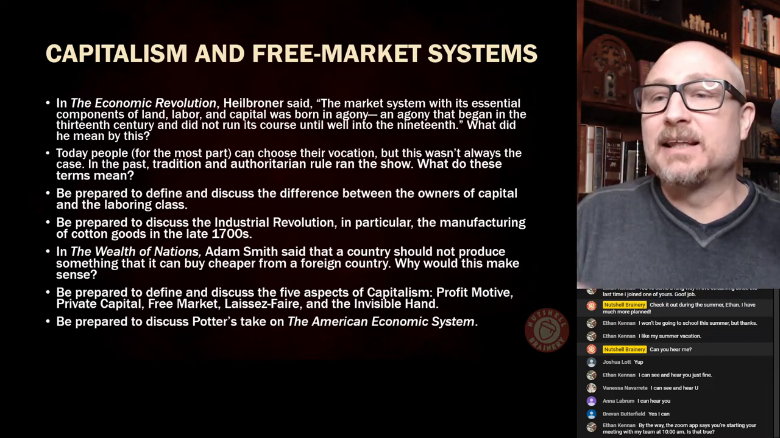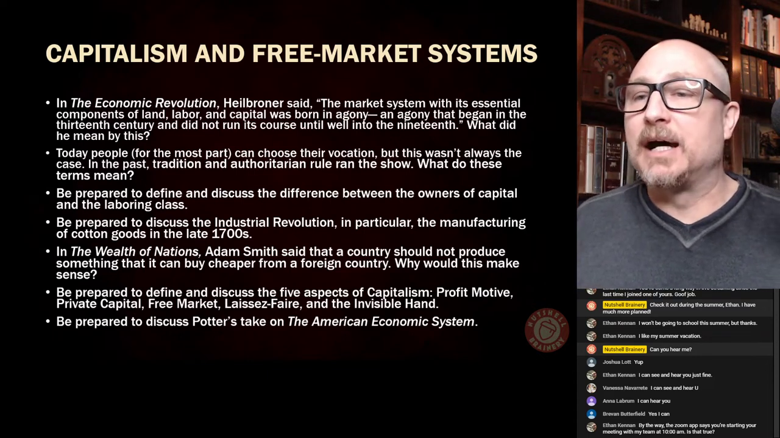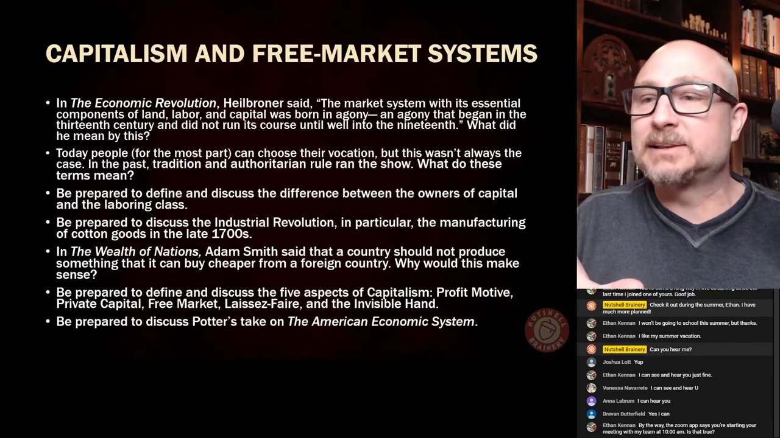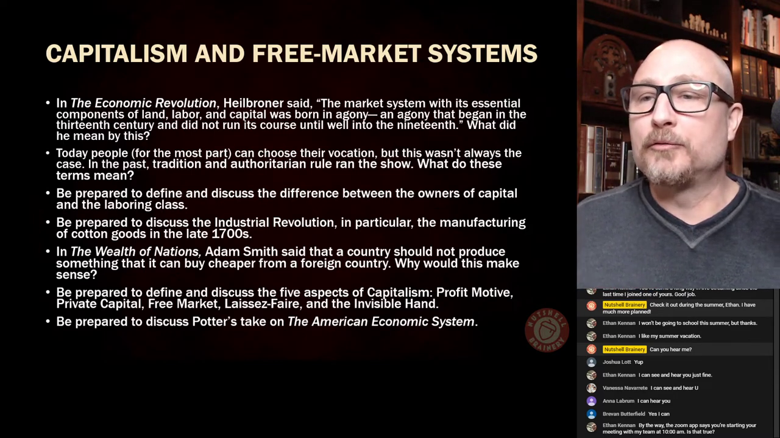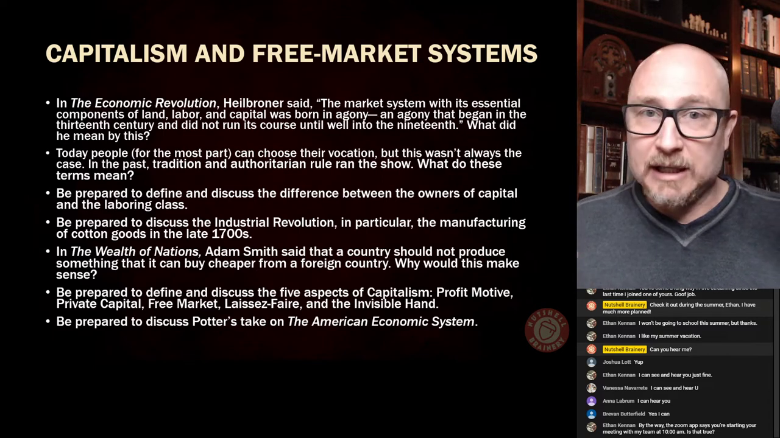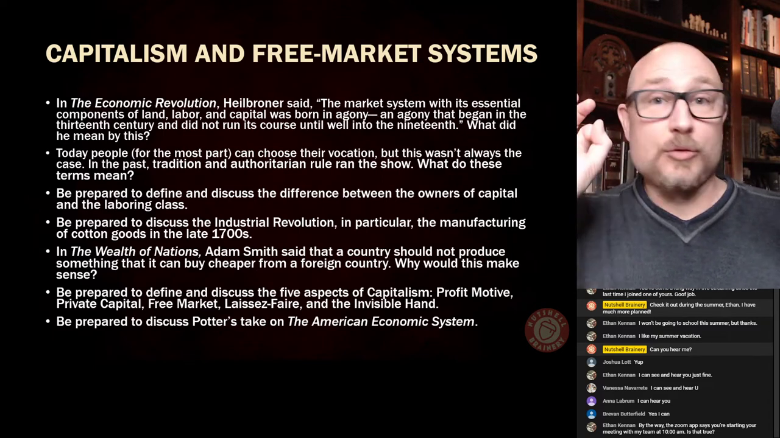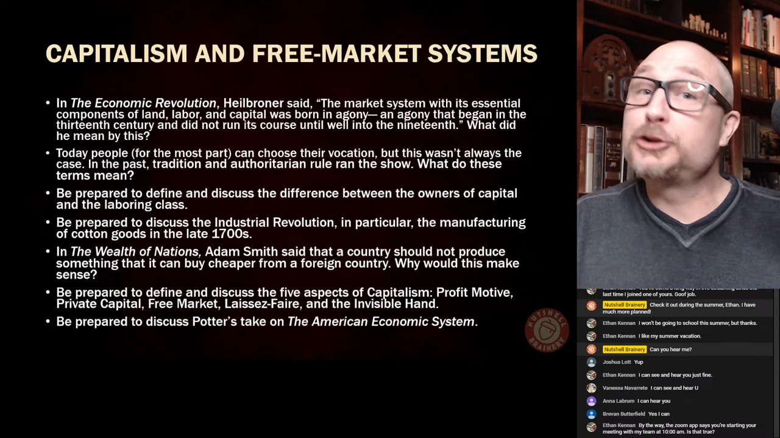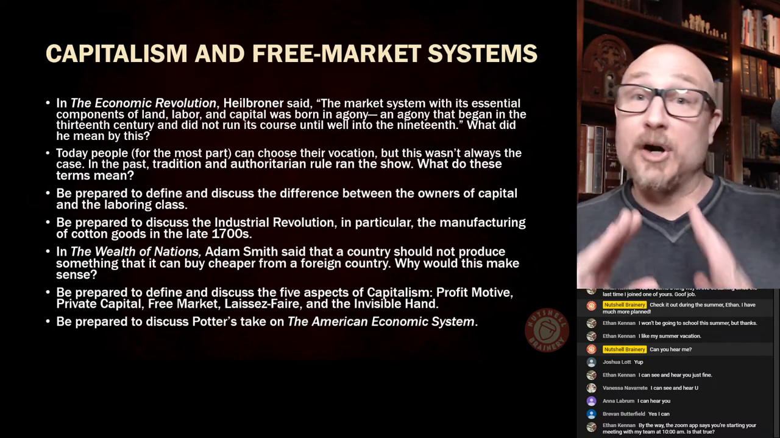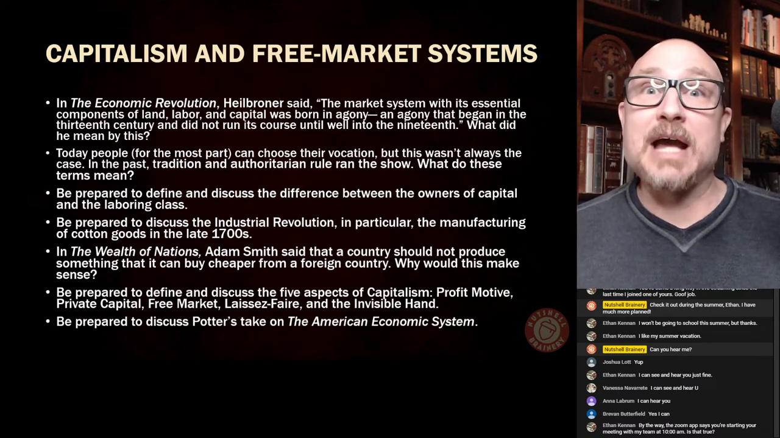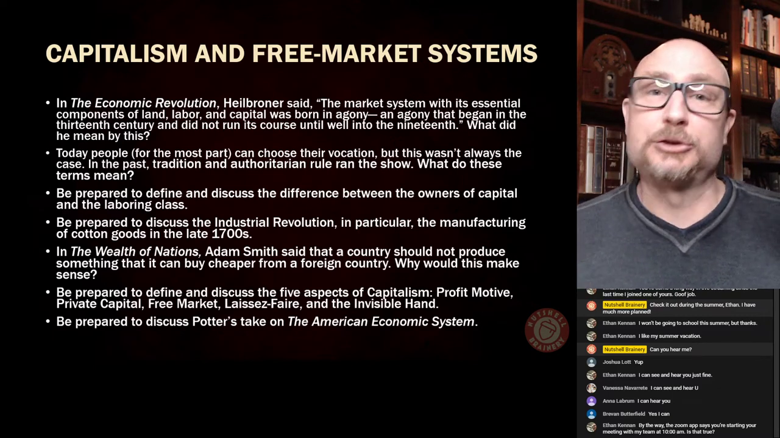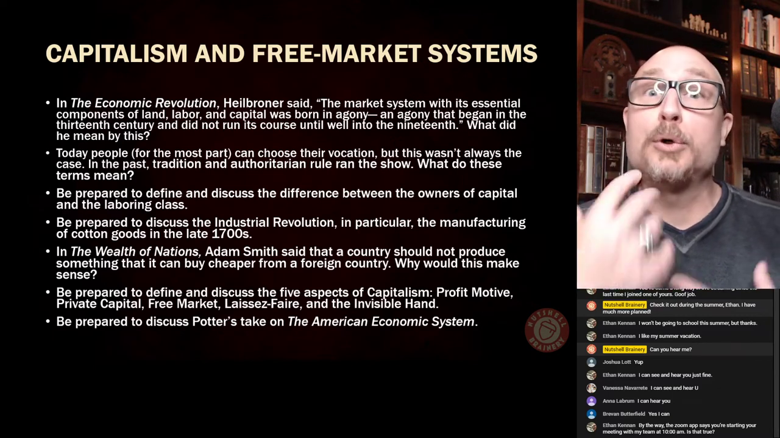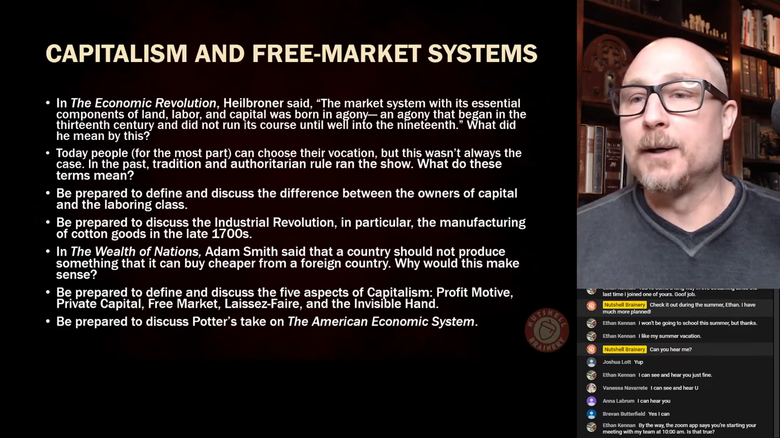Which brings us to this. Be prepared to define and discuss the five aspects of capitalism: profit motive, private capital, free market, laissez-faire, and the invisible hand. One bullet for each will be enough. Remember, profit motive is you can never have enough. You always want more. So you're going to always strive to get more. It will push you forward.